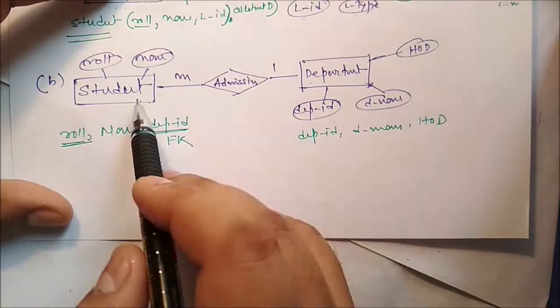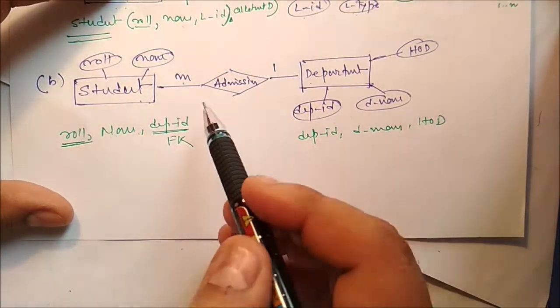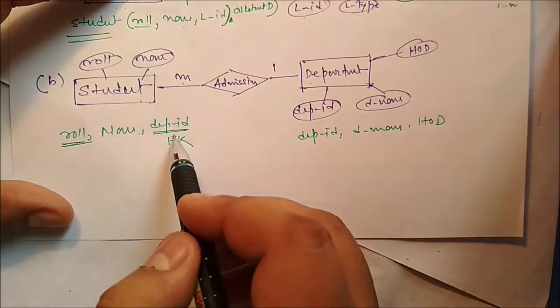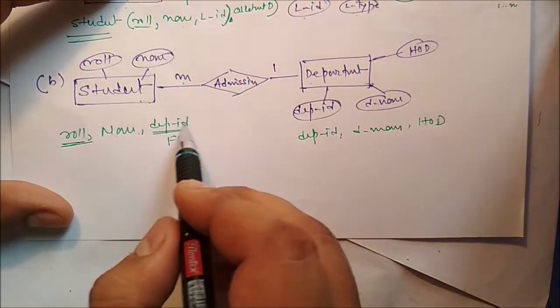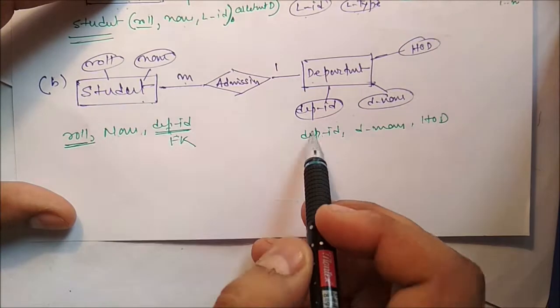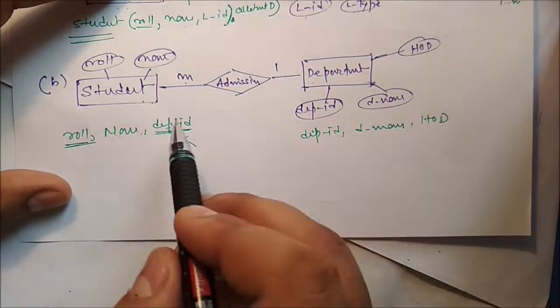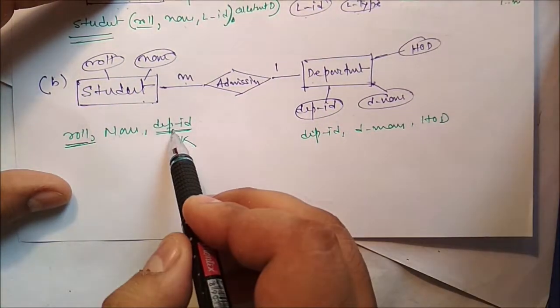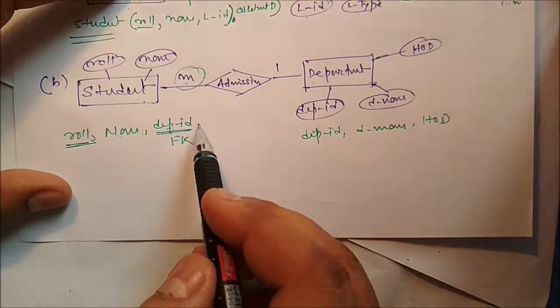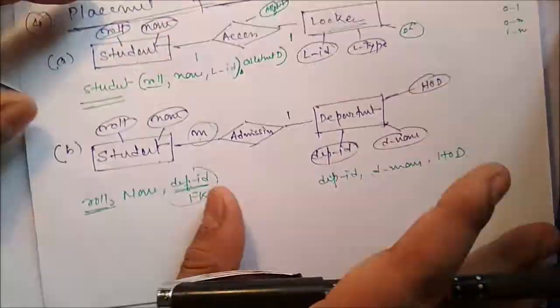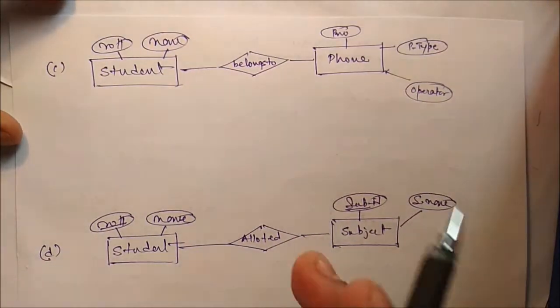So in this case, if it is M to 1, we have to put the relationship attribute. Through the department ID we can establish the relationship, so that foreign key must be present on the M side. The M side is the student side, so you have to put it there. Now we can see the second case, if it is 1 to M.